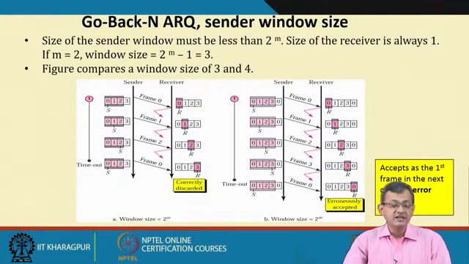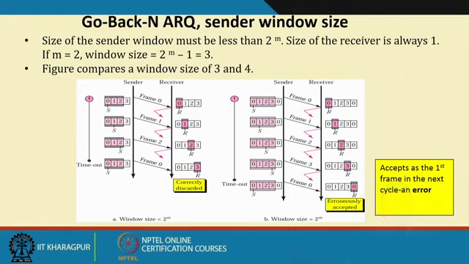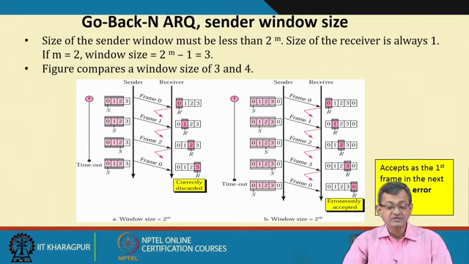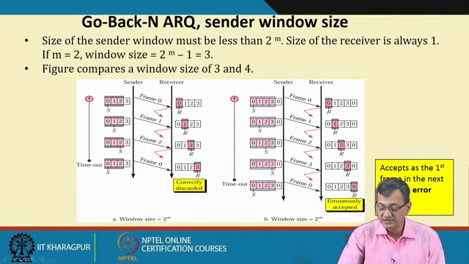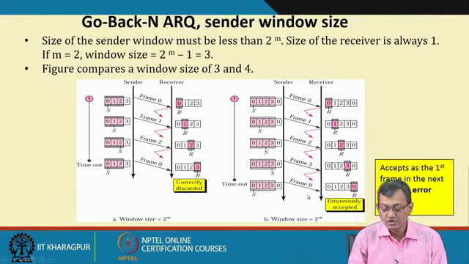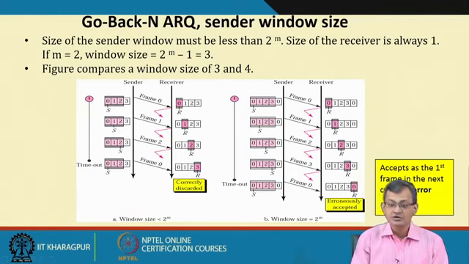On the sender side in Go-Back-N ARQ, the size of the window must be less than 2 to the power m, and the size of the receiver window is always 1. If m equals 2, the size is 2 to the power 2 minus 1, which is 3. The figure compares window sizes of 3 and 4 and how things will behave, with the first frame accepted in the next cycle in error.